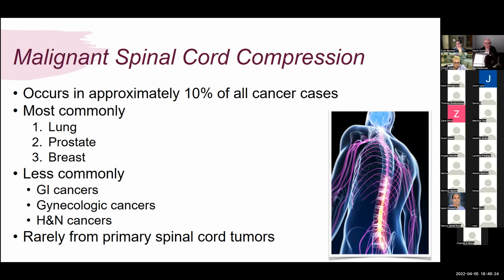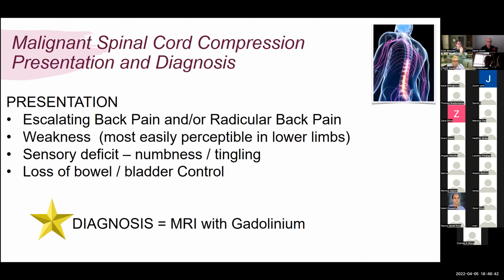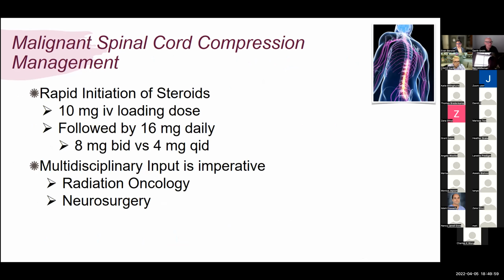So with malignant spinal cord compression, about 10% of patients with advanced cancer will have evidence of spinal cord compression. It's most commonly seen in lung, prostate, and breast. It's very rare for this to occur from a primary spinal cord tumor, so it's usually going to be from metastases. These patients will present with escalating back pain and/or radicular back pain. They can have weakness, sensory deficits, and loss of bowel and bladder control. The gold standard for diagnosis would be an MRI with gadolinium. In patients where you suspect spinal cord compression, you're never wrong to start them on steroids.